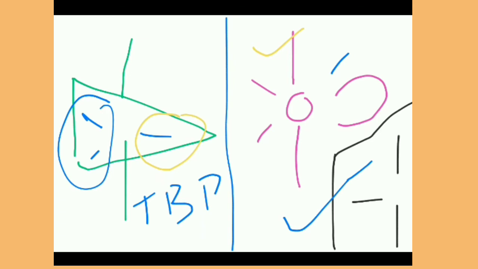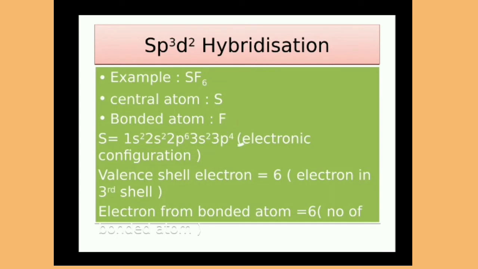Now we will head towards the next hybridization, which is sp3d2. The first example for the same is SF6. Again, central atom is sulfur, bonded atom fluorine, and electronic configuration of sulfur will be 1s2, 2s2, 2p6, 3s2, 3p4. Again, number of valence electrons 4 plus 2, which is equal to 6. Electrons from bonded atoms equals 6.